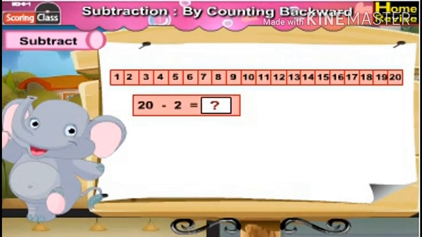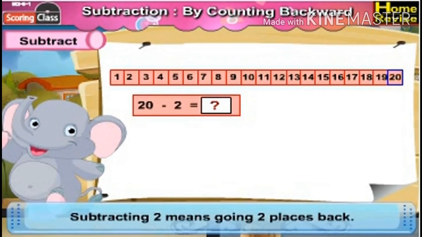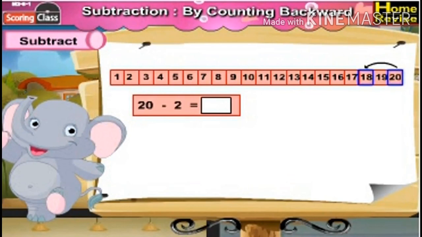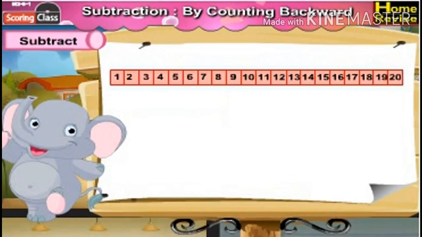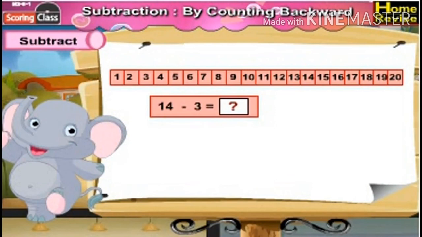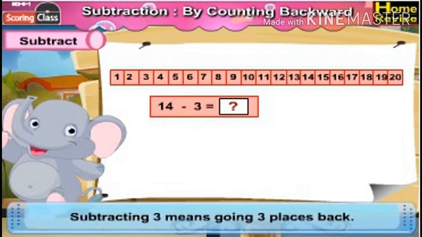20 minus 2. Can you tell me how we can subtract 2 from 20? That's correct. Subtracting 2 means going 2 places back. So 20 minus 2 would be 19, 18. So the answer is 18. 14 minus 3 is dash. Now we need to subtract 3 from 14. Subtracting 3 means going 3 places back. So 14 minus 3 is 11.